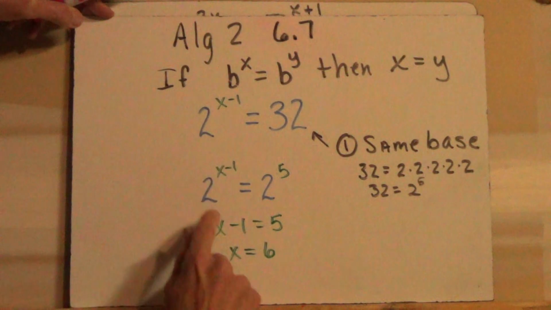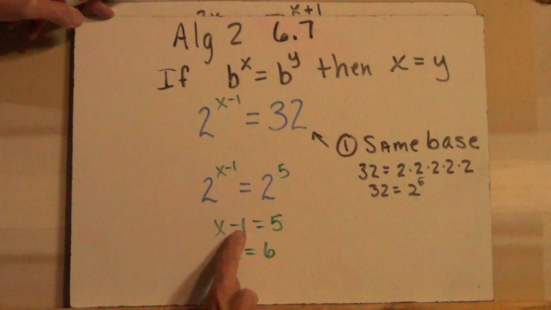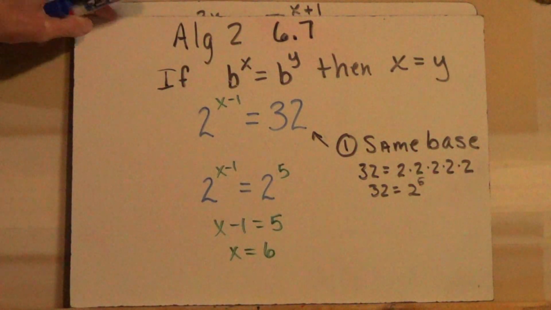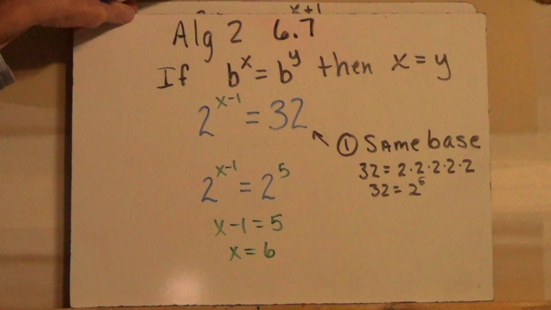So if 2 to the x minus 1 equals 2 to the 5th, then we know x minus 1 equals 5. And then you just solve it like a linear equation.